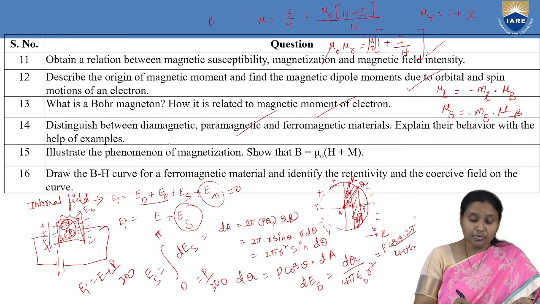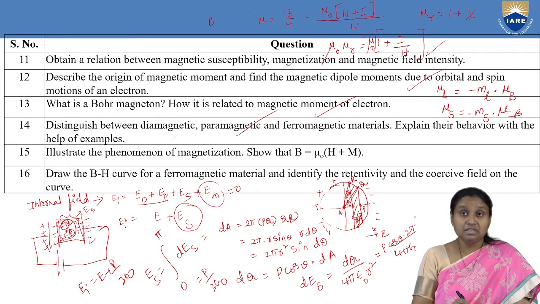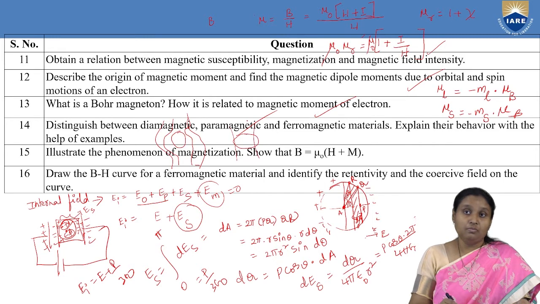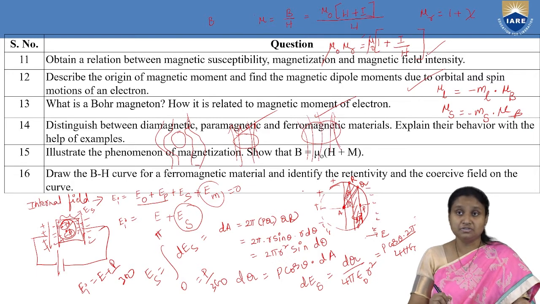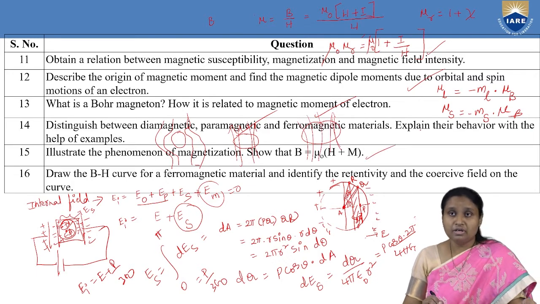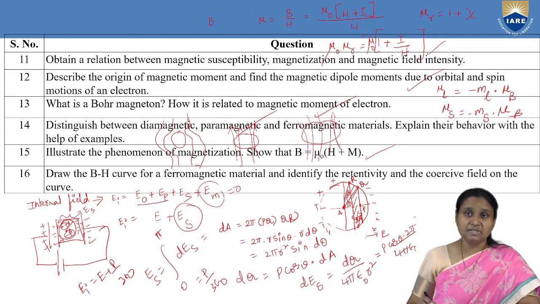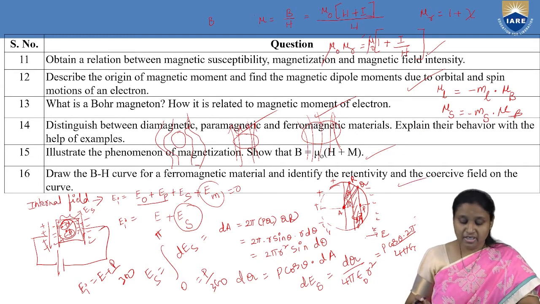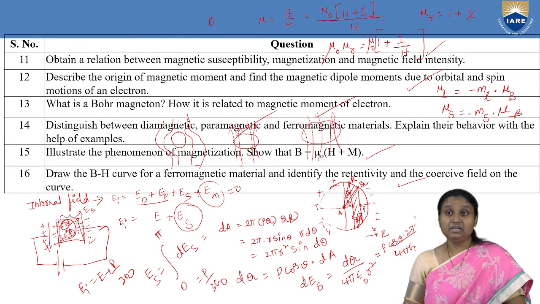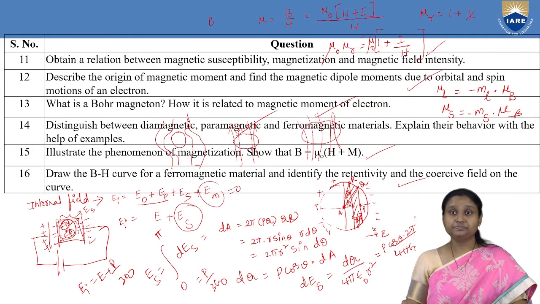One more important point: when we keep these three materials in an external magnetic field, a diamagnet pulls magnetic lines of force away from the center of the material, whereas a paramagnet allows a few lines of force to penetrate, and a ferromagnet allows very high penetration of magnetic lines of force. Here we have already seen B equals mu naught into H plus M. The BH curve we have already defined, and also we have defined retentivity as well as coercivity.